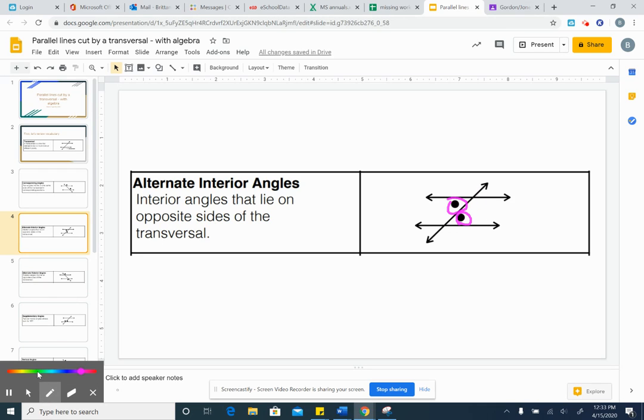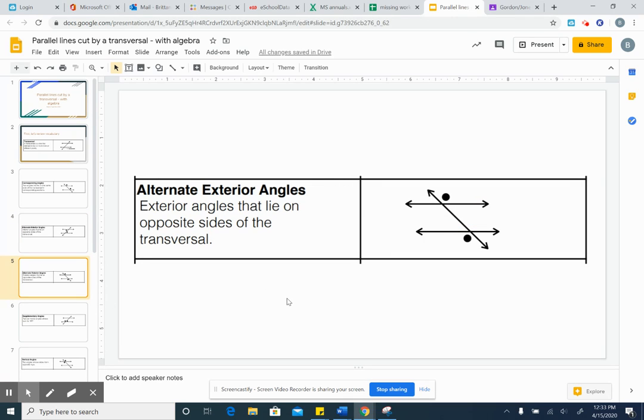I'll show you what I mean by the letter Z. Here, I'll make it in green. It's like a capital Z. And alternate interior angles are inside of that. Those are equal angles. Alternate exterior angles are also equal. Here we have the angle on the outside of the parallel line on the right of the transversal, and here we're on the outside of the parallel line on the left. Those are equal in measure.